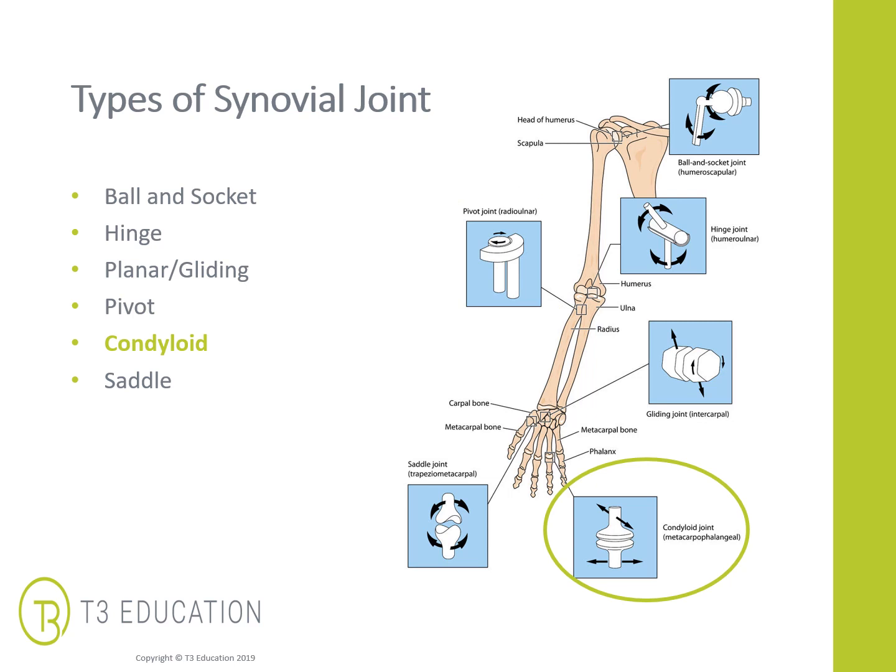Condyloid joint. An example of this would be the metacarpophalangeal joints in the hand. It is recognized by oval-shaped projections of one of the bones fitting into an oval cavity in another bone. So it doesn't allow axial rotation. This is how it differs from a ball and socket joint, because of the difference in shape. But it allows flexion, extension, adduction, abduction, and circumduction.